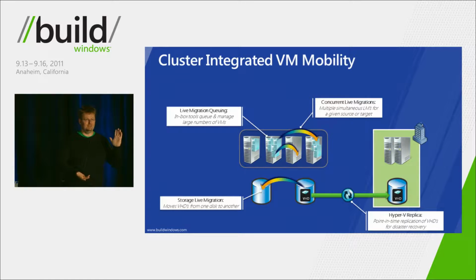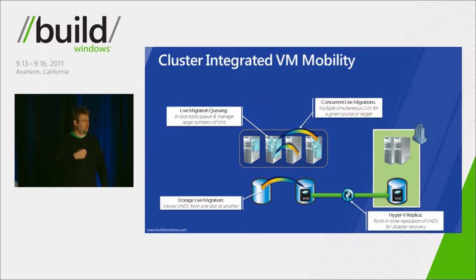You can multi-select 100 VMs, right-click and say Live Migrate, and we'll drop them into a queue and start streaming them off for you. Another thing that's new is concurrent live migration. So we can stream off multiple VMs at the same time to either the same or different sources and targets. So you can have multiple live migrations in flight at the same time. And that's fully integrated with clustering as well.